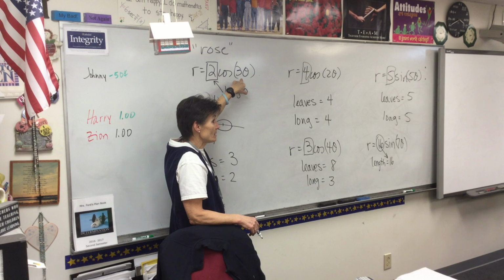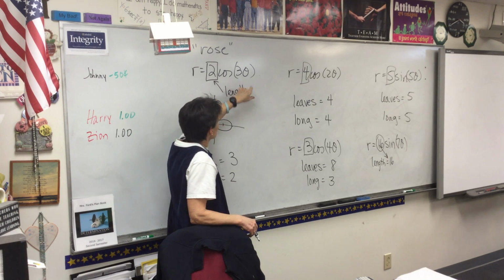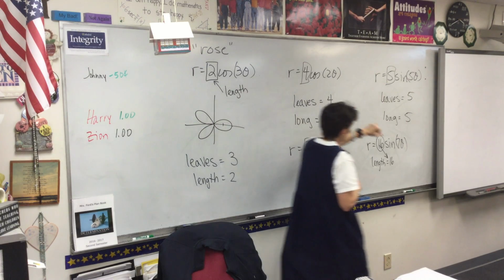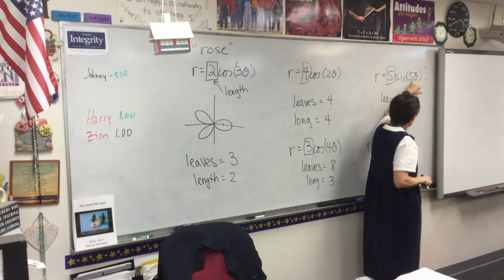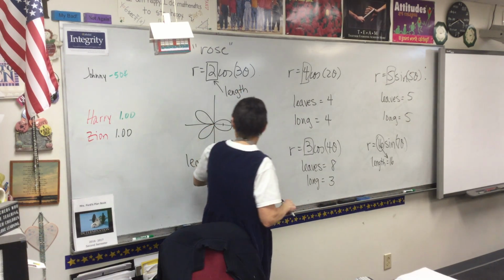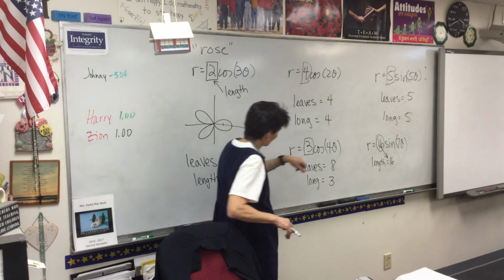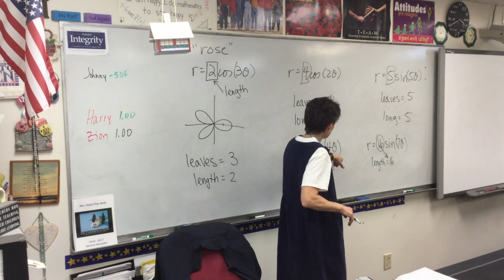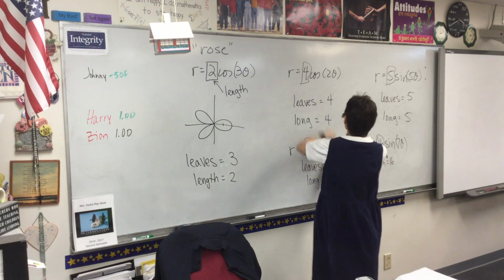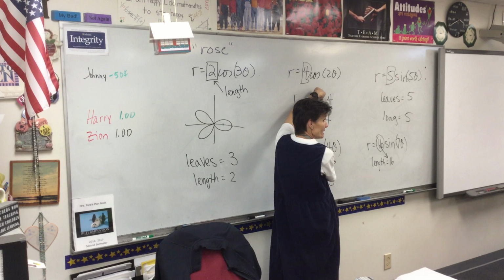What seems to be the trigger there that makes it one way or the other? Odd or even. So if that number is odd, like 3 or 5, there are that many leaves, right? But if that number, the theta number, is even, like 4 or 2, there are double that many leaves.